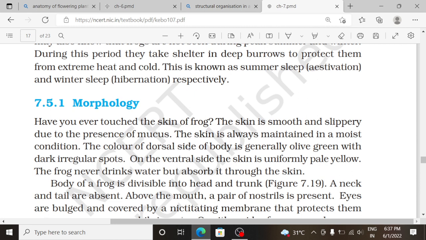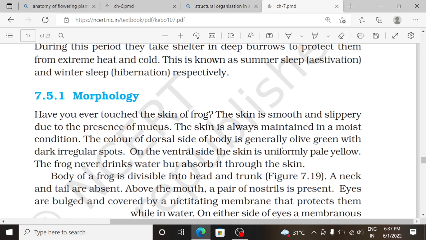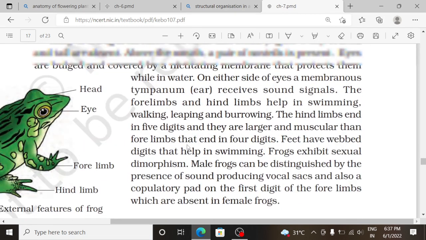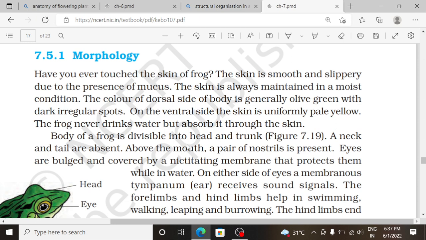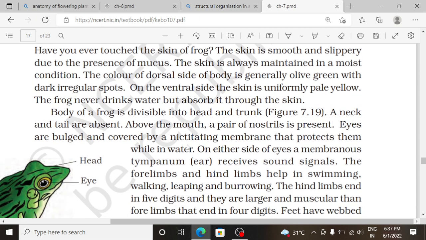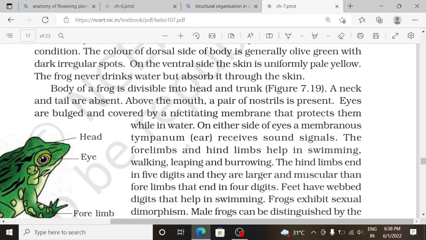Let us learn about the morphology of the frogs. Have you ever touched the skin of frog? The skin is smooth and slippery due to the presence of mucus. The skin is always maintained in a moist condition. The color of dorsal side of body is generally olive green with dark irregular spots. On the ventral side, the skin is uniformly pale yellow. The frog never drinks water but absorbs it through the skin.